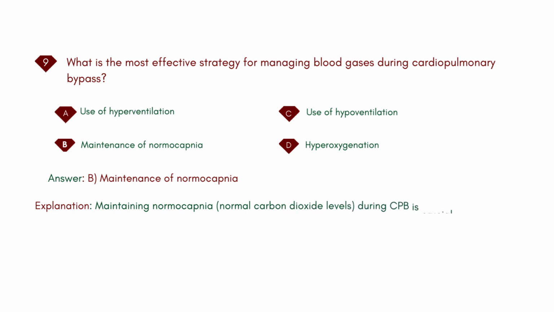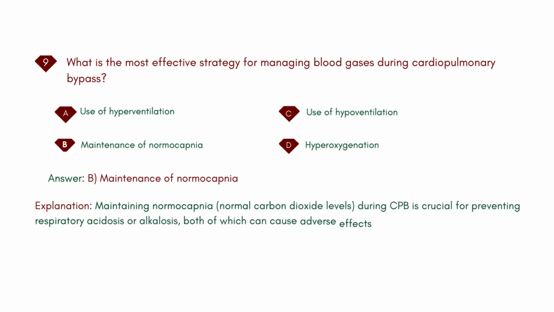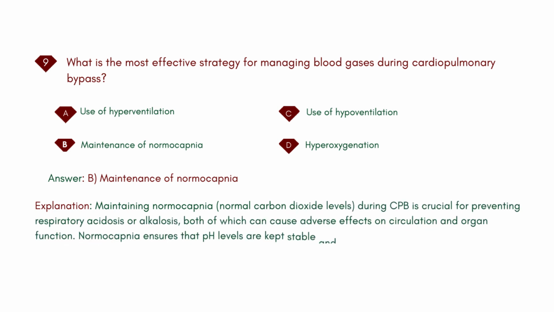Explanation: maintaining normocapnia, normal carbon dioxide levels, during CPB is crucial for preventing respiratory acidosis or alkalosis, both of which can cause adverse effects on circulation and organ function. Normocapnia ensures that pH levels are kept stable and that oxygen delivery to tissues is adequate.